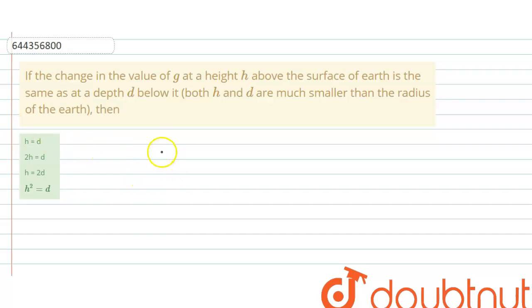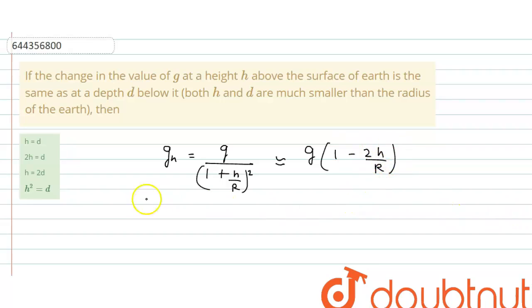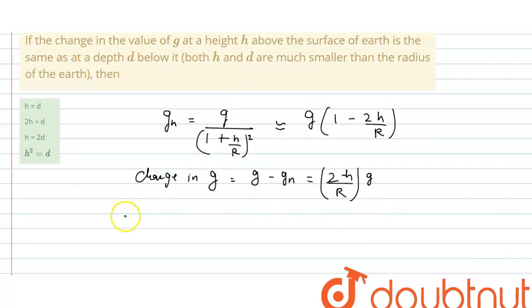Okay, so as we know, acceleration due to gravity at height h is g upon (1 plus h upon r) whole squared. But if h is very, very small compared to r, then we can write it as g(1 minus 2h upon r) according to the binomial expansion. So in this case, the change in small g is equal to g minus g at height h, which equals 2h upon r into g. This is the change in the value of small g.